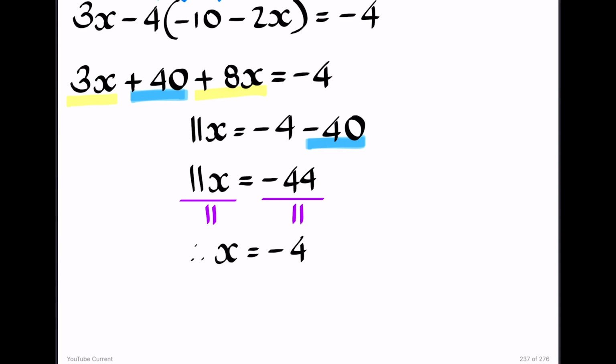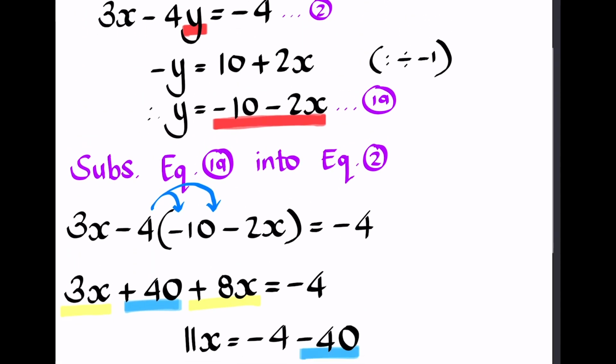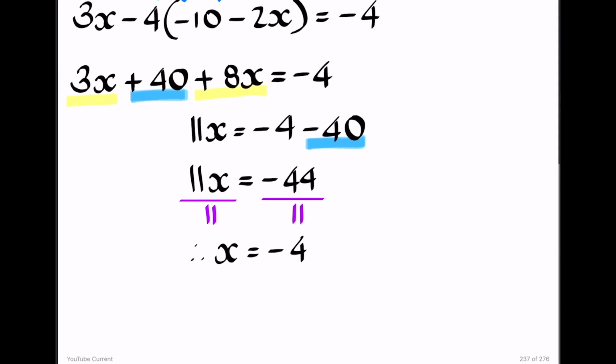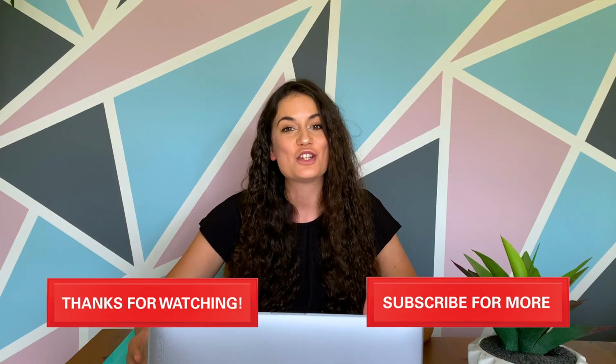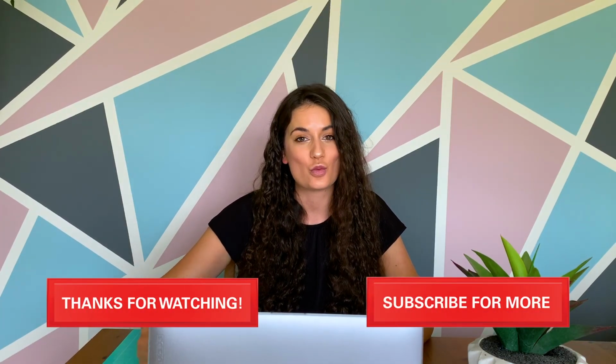So now I have x equals negative 4, and I'm going to substitute that into the equation that I just manipulated. So that means I'm going to have y equals minus 10 minus 2x. So therefore, y is equal to minus 10 minus 2, in place of the x I put what I said x is equal to, which is negative 4. So therefore, y is equal to negative 2. So now what I've done is I've said that x is equal to negative 4 and the corresponding y value is negative 2.